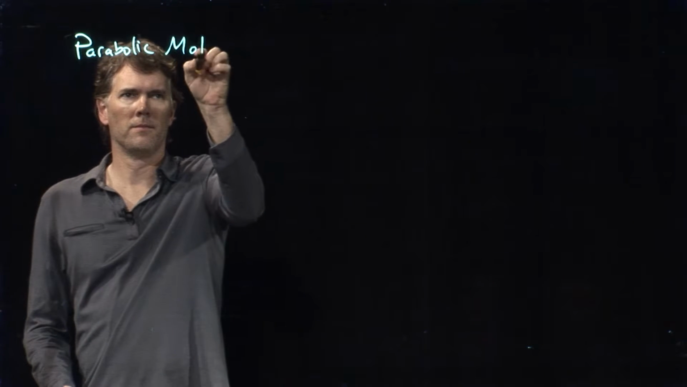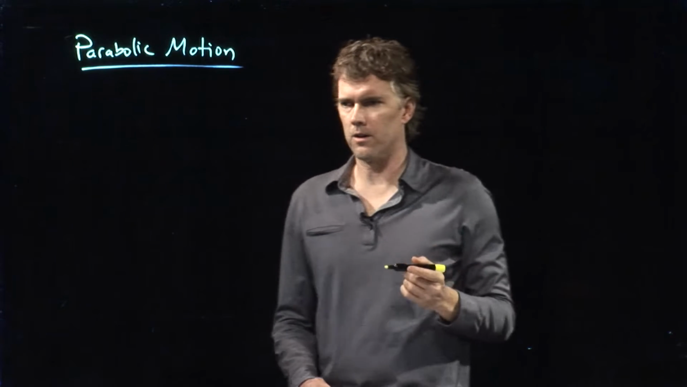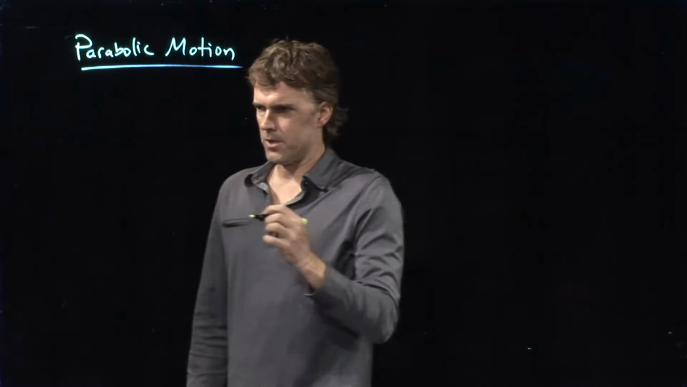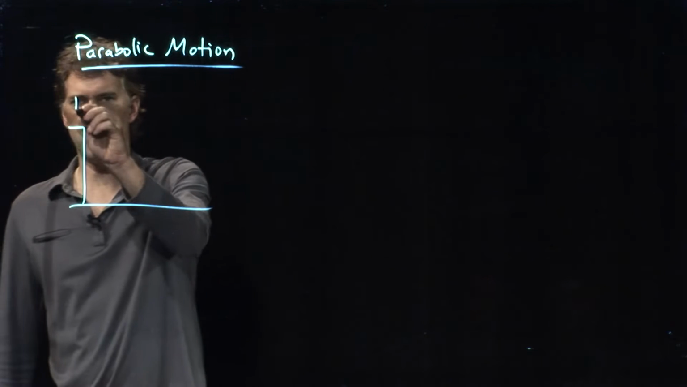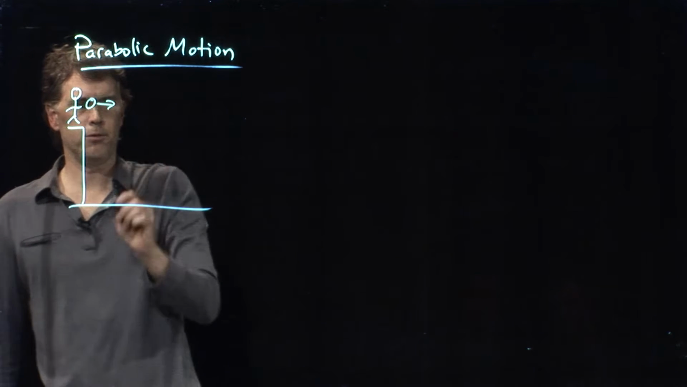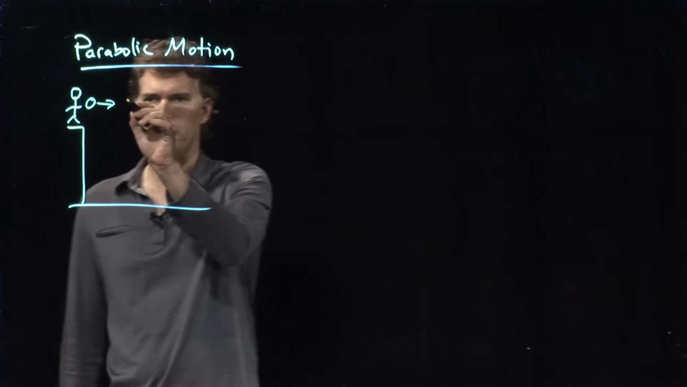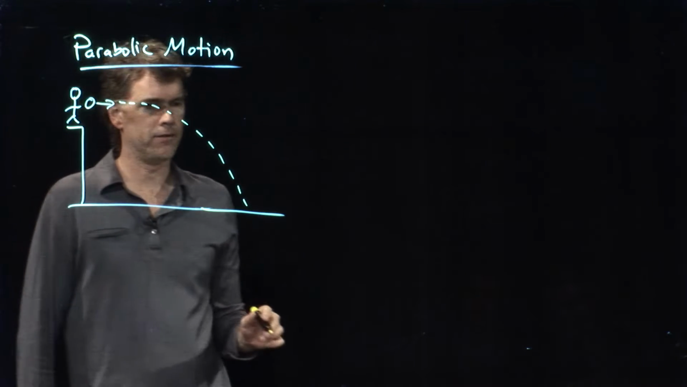Let's take a look at parabolic motion in a little more detail. Okay, what we said a second ago was let's take an object and throw it horizontally off the top of a building. Then it follows this parabola and eventually hits the ground.